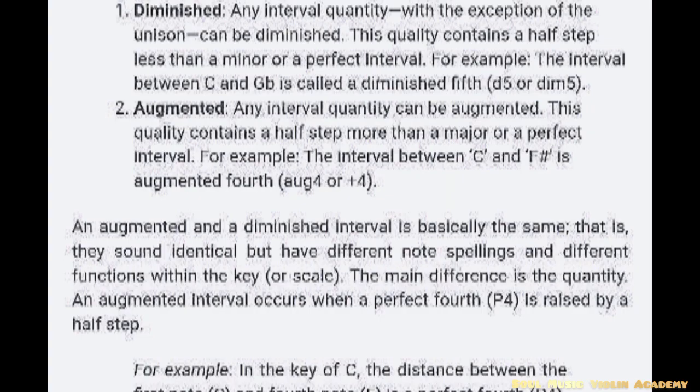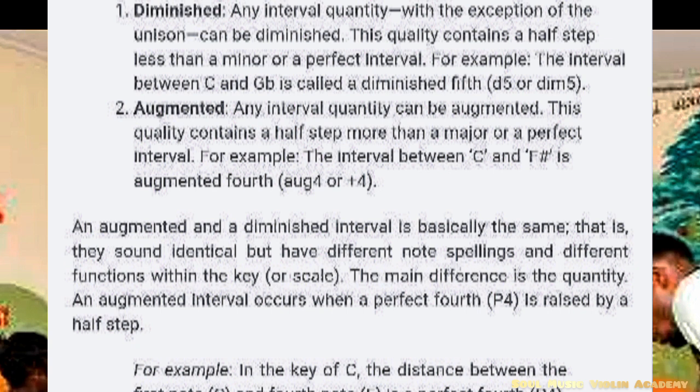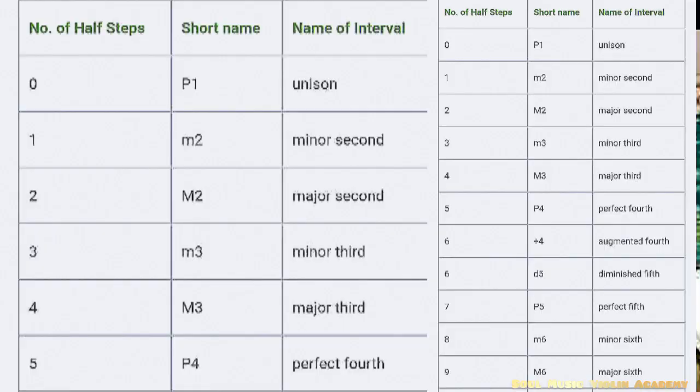So we have diminished and augmented intervals. Any interval quantity, with the exception of the unison, can be diminished. This quality contains a half step less than the minor or perfect interval. For example, the interval between C and G flat is called a diminished fifth. On the other hand, any interval quantity can be augmented. As for the naming of intervals, I'm guessing you've read all of this. What I want you to pick out from here is minor third and major third. Your minor third has 3 semitones, while your major third has 4 semitones.